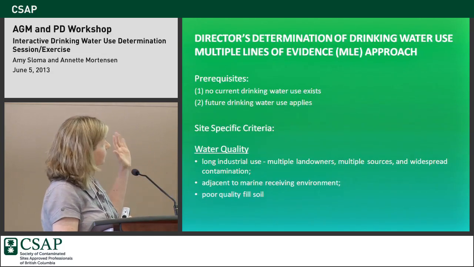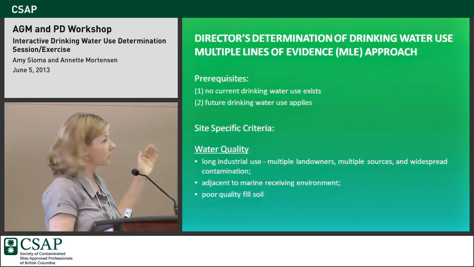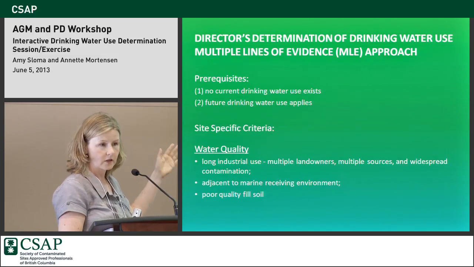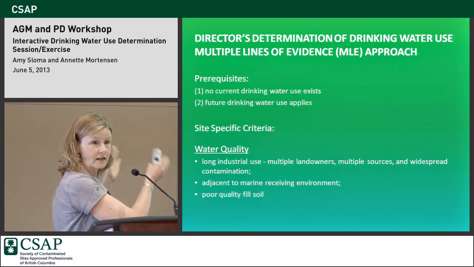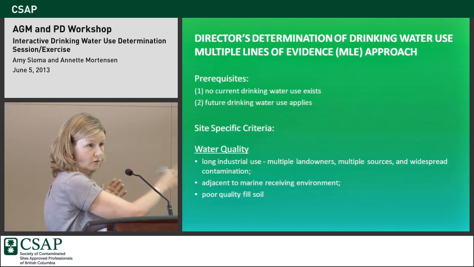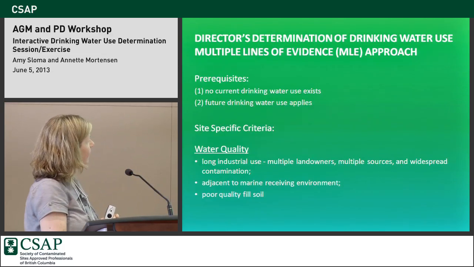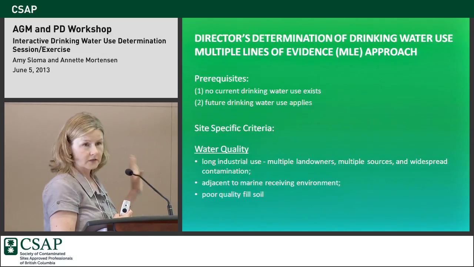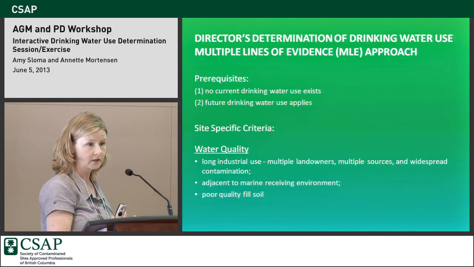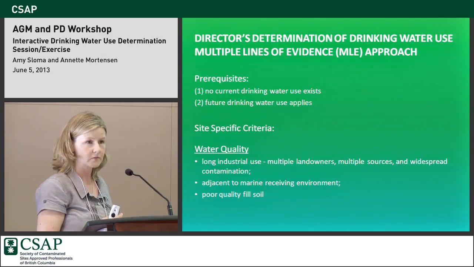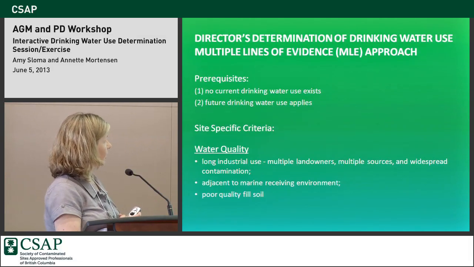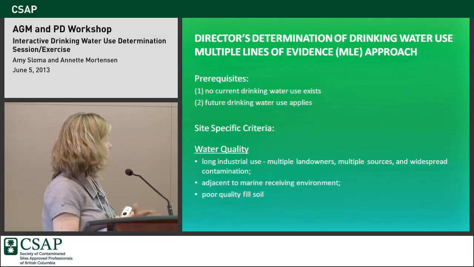So to start the process, you need to have no current drinking water use, and you have to have future drinking water use supplies. So in other words, again, if your site has qualified for TG6 and you can show you don't have future drinking water use, you don't go through this process. So we set up some criteria here that the ministry will at least consider. You're welcome to come forward with other arguments if you can come up with some, but this is definitely what the ministry will consider.